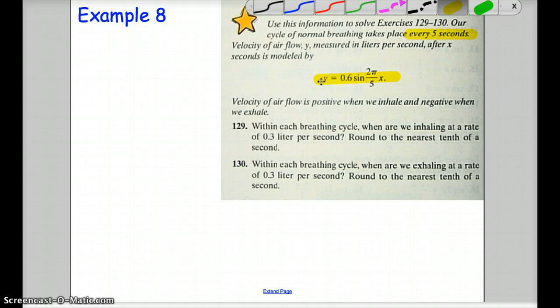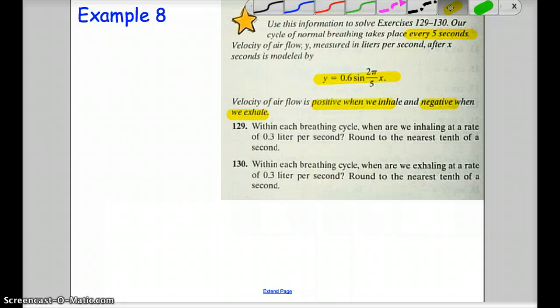So every 5 seconds we repeat a breathing cycle. And of course, we're modeling a real life thing. Within a breathing cycle, the other thing we want to notice is the velocity of airflow is positive when we inhale, negative when we exhale. So we want to make sure we know that as well. 129, within each breathing cycle, when are we inhaling at a rate of 0.3 liter per second?